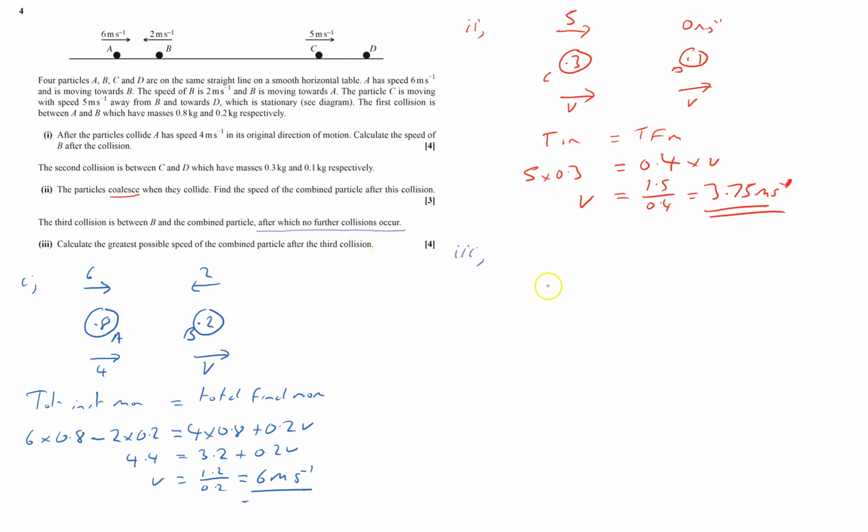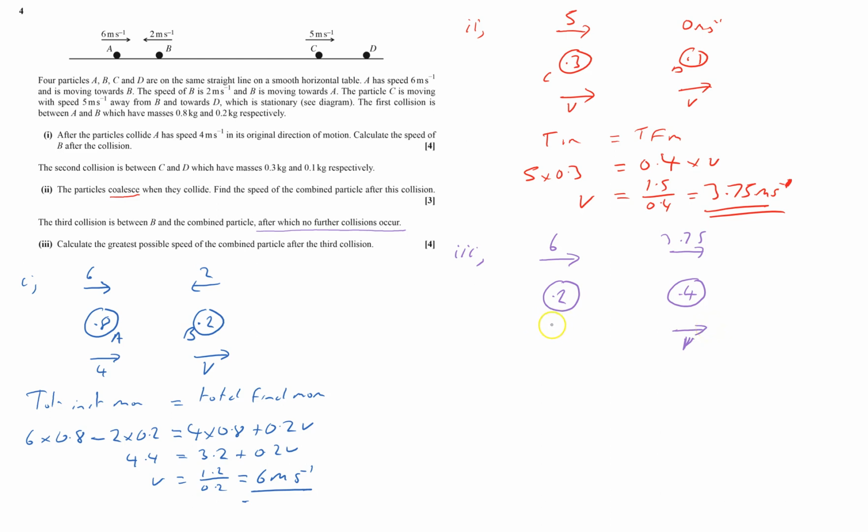So here I've got B and I've got CD. So B is 0.2 and CD is 0.4. And this one here, it comes in there. B, we've worked out it's going at 6. And this one here is going at 3.75. And we want to work out the greatest possible speed of the combined particles. We want to work out this one here. I'll call it V again. A bit confusing, but there we are.